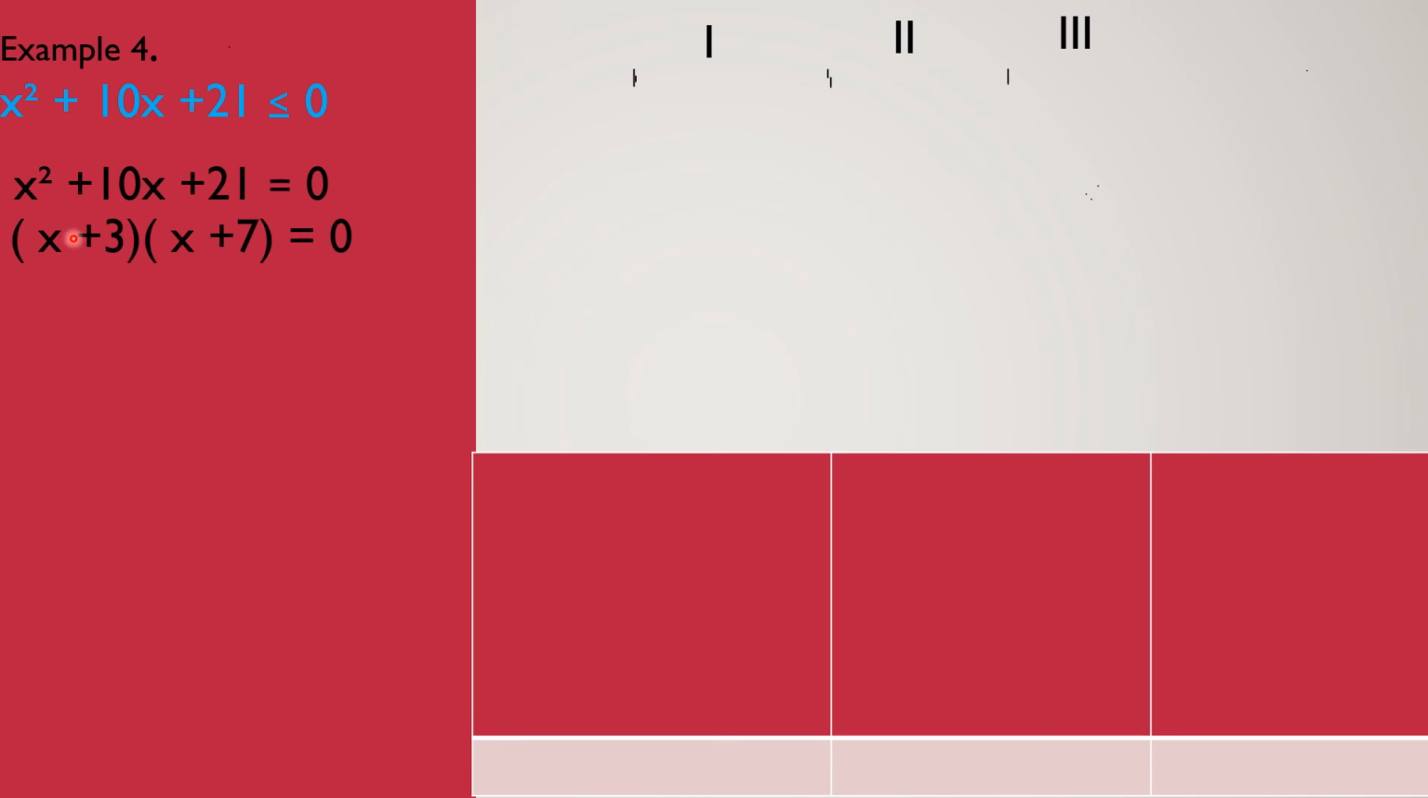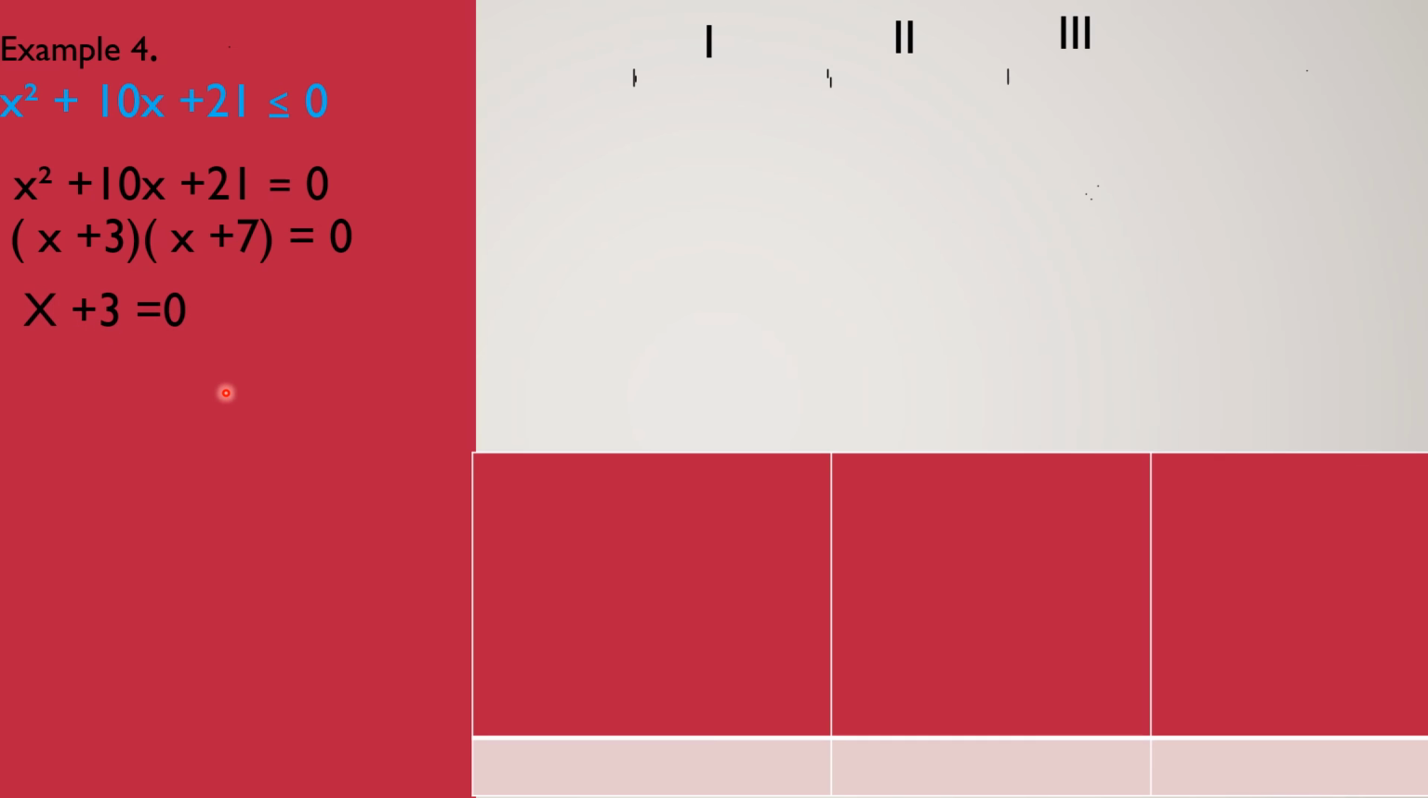So let's have the last one here. I have here x squared plus 10x plus 21 is less than or equal to 0. I'm going to replace this one with the equal sign. So that is the equation now. And I'm going to solve for the value of x by factoring. And the factored form is x plus 3 times x plus 7. The 2 factors of 21 are 3 and 7. 3 times 7 is 21. If I add 3 plus 7, that is 10.